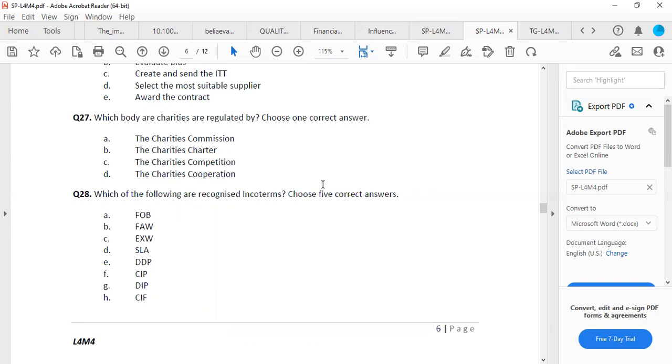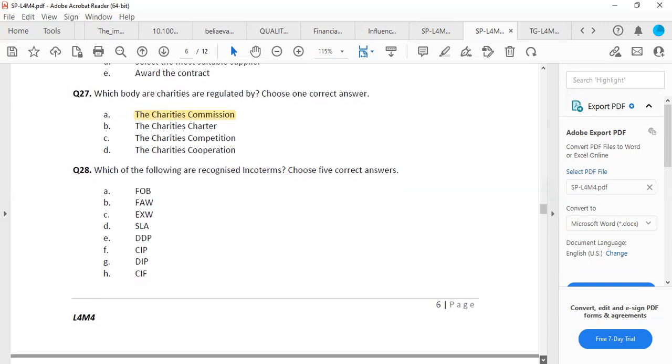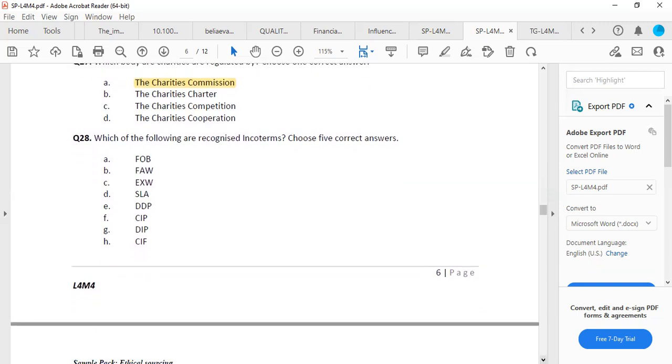Okay, so which body regulates charity organizations? The Charities Commission. This is the UK, so for the UK, it is the Charities Commission.